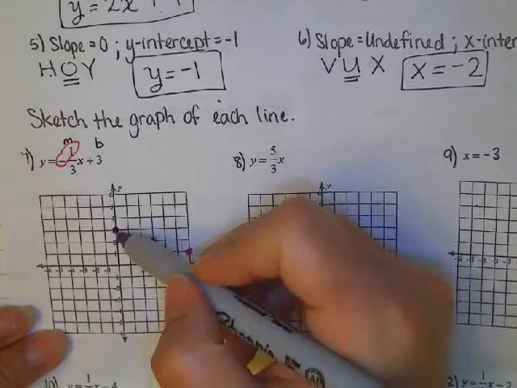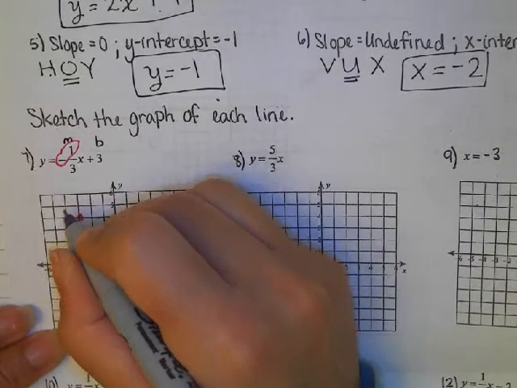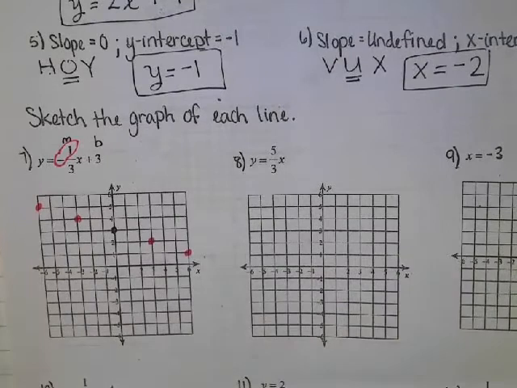You can also go the opposite direction. Instead of down and right, you're going to go up 1, left 3. And then there's your line.